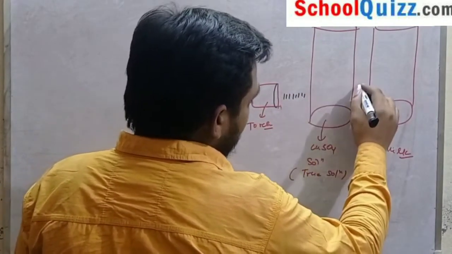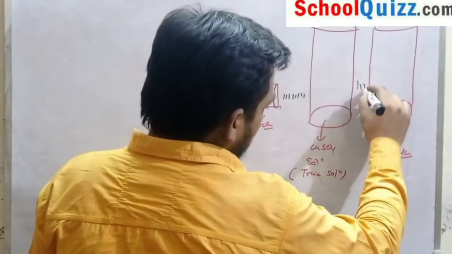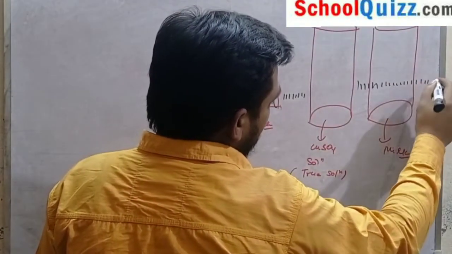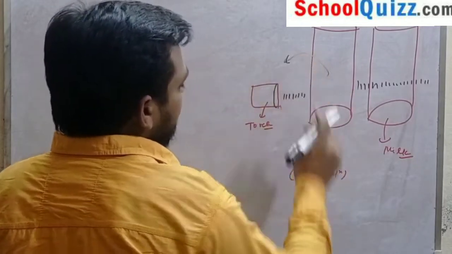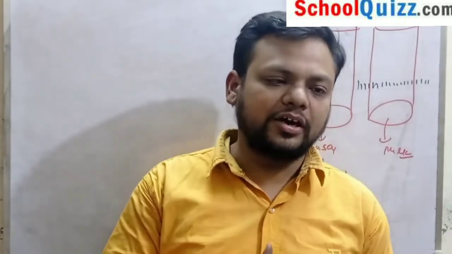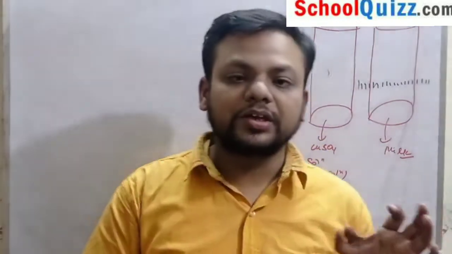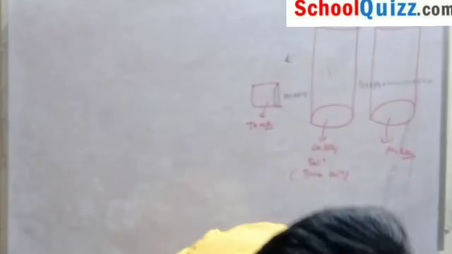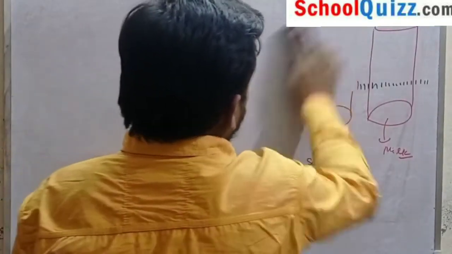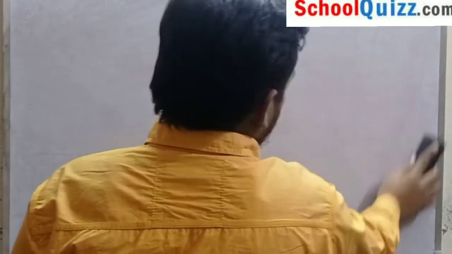You can see that the path becomes visible in this case, but not in that case. Because it is a true solution and its particle size is small, due to which they aren't able to scatter a beam of light, and its path doesn't become visible. But in case of colloidal solution, it becomes visible.